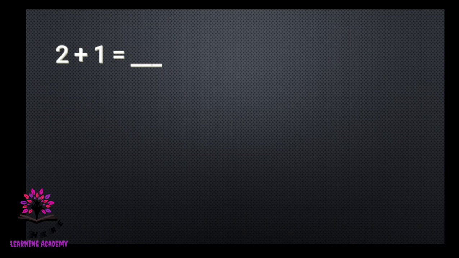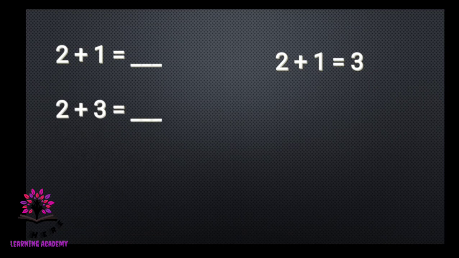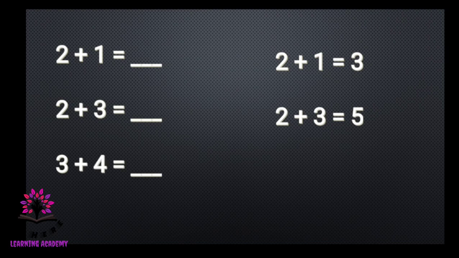Now see here, 2 plus 1. How much? 2 in the mind, 1 in the hand. After 2, 3. The answer is 3. 2 plus 3: 2 in the mind, 3 in your hands. After 2, 3, 4, 5. So 2 plus 3 is equal to 5. 3 plus 4: keep 3 in the mind, 4 in your hand. After 3, 4, 5, 6, 7. So the answer is 7.